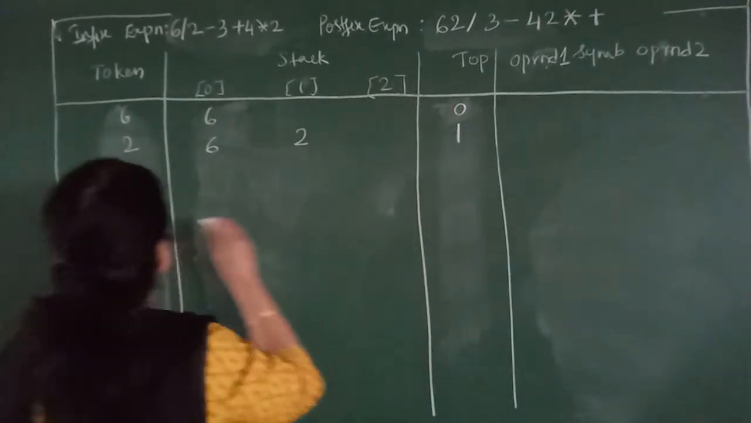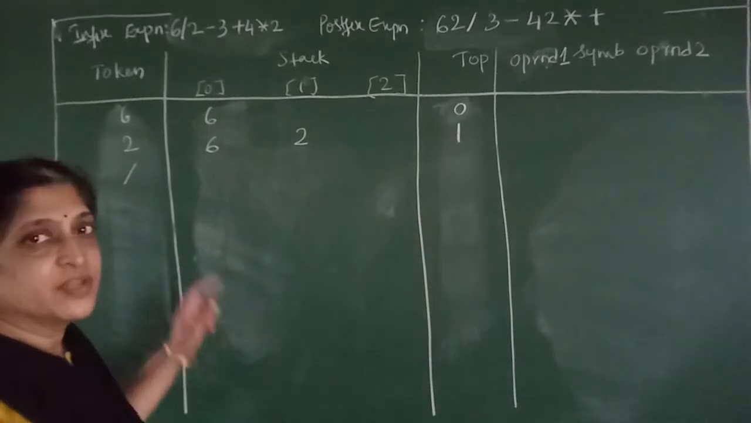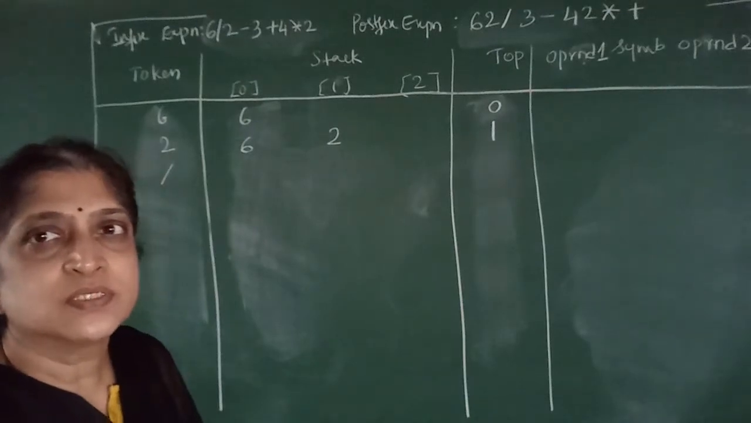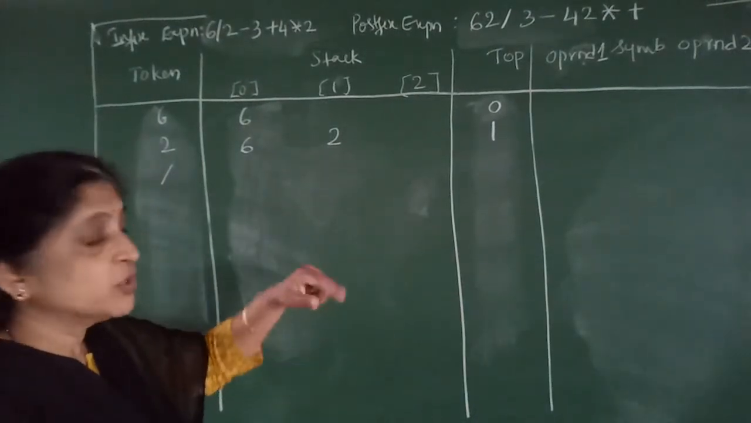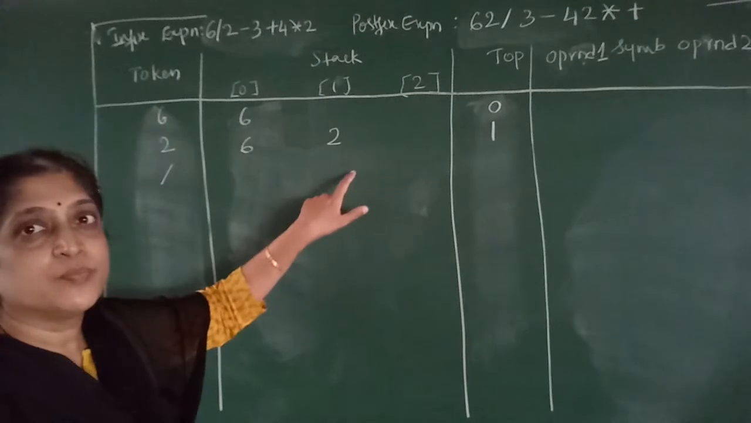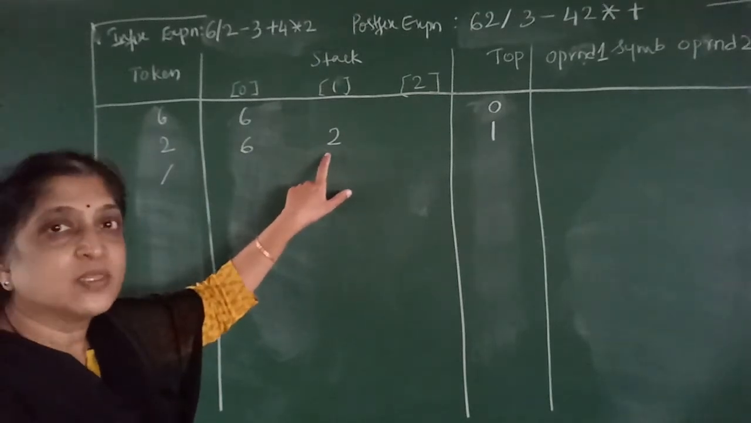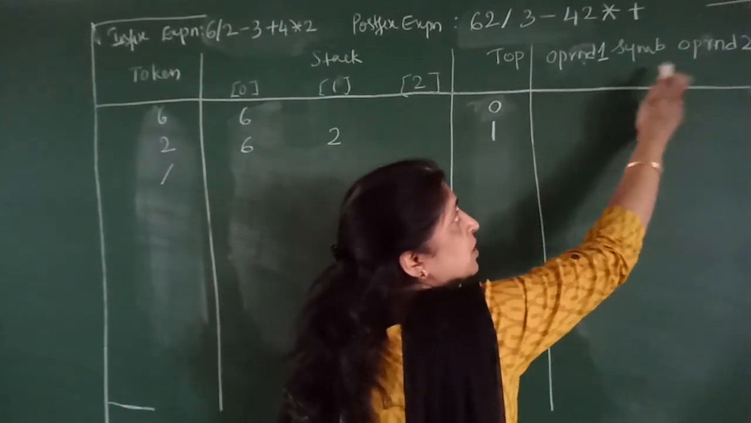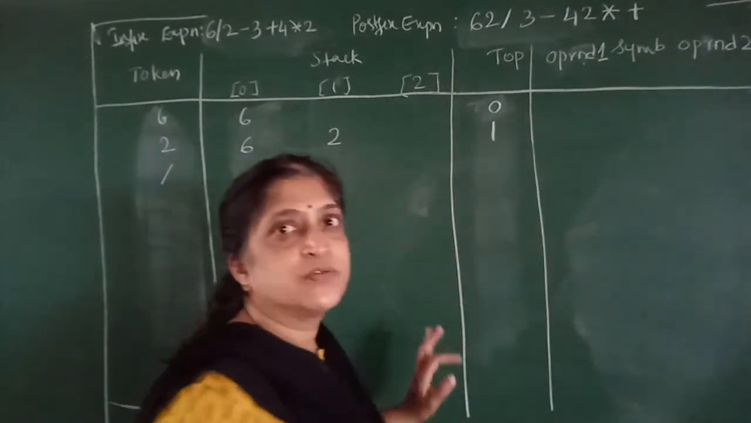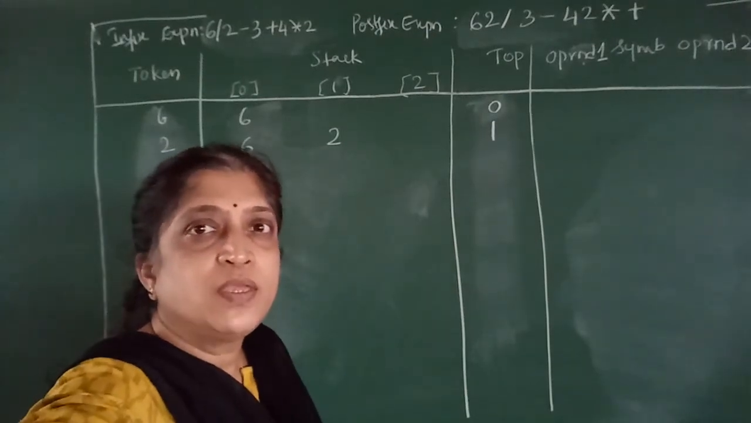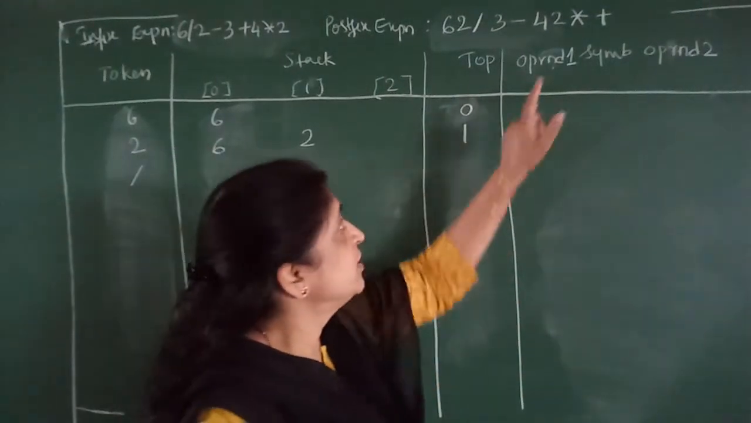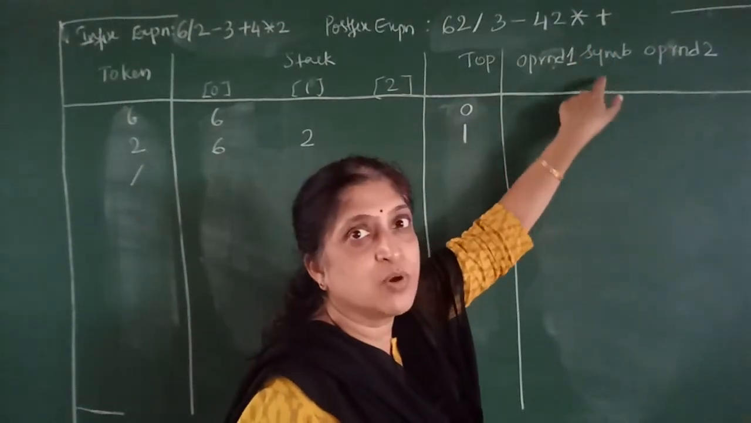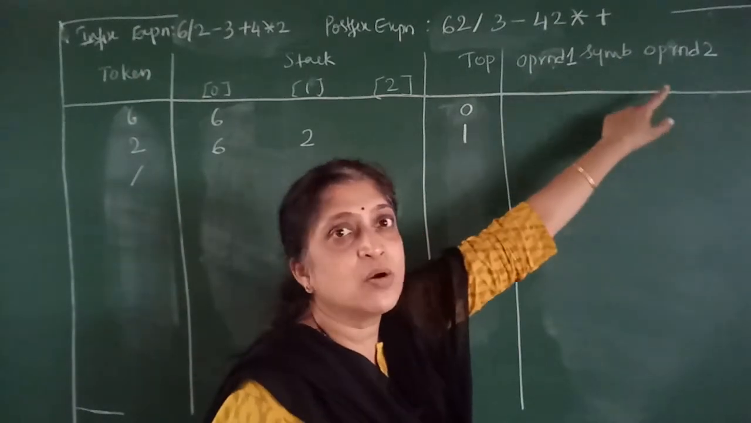The next token is slash. Now that we have encountered an operator, we have to pop two elements from stack. What do we pop? The first operand we pop is 2, and that will be operand 2. I have written here operand 1 symbol operand 2. This is the operation we are going to perform. That is, we have to apply the symbol operation on operand 1 and operand 2.